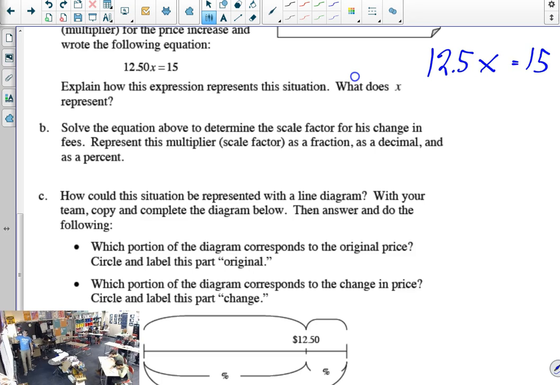Now I'm going to break my own rule. Yes, money needs 2 decimal places if it has any. However, right now I'm just solving the algebra. I'm not really writing anything in money form. So, Zach, if I have 12.5 and x multiplied, what do I do to get x by itself?